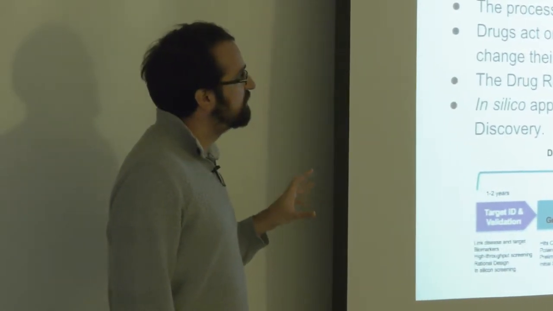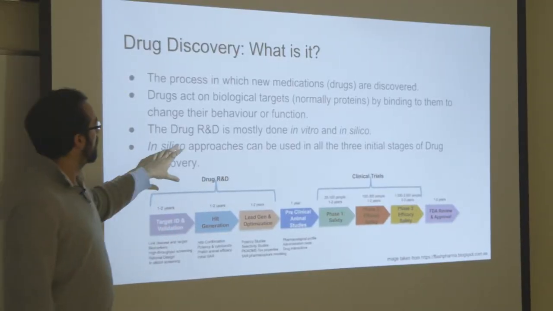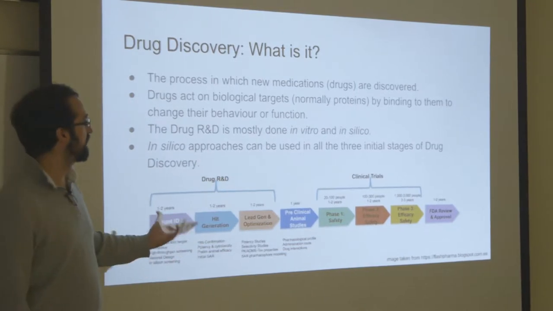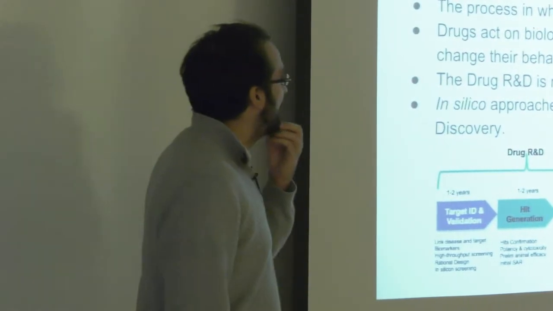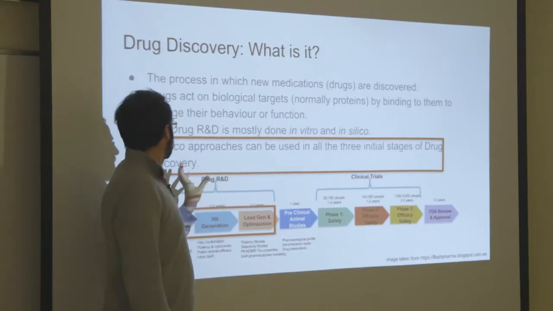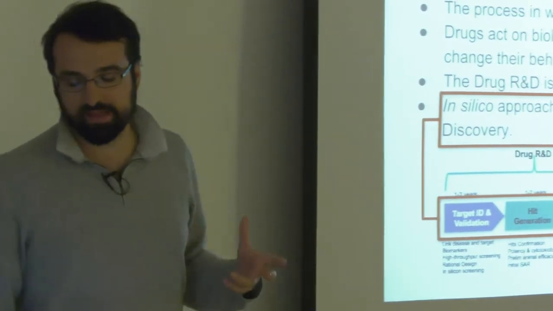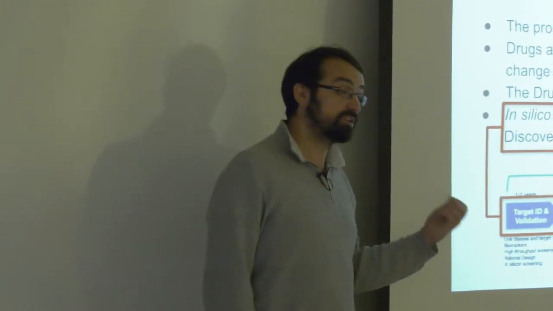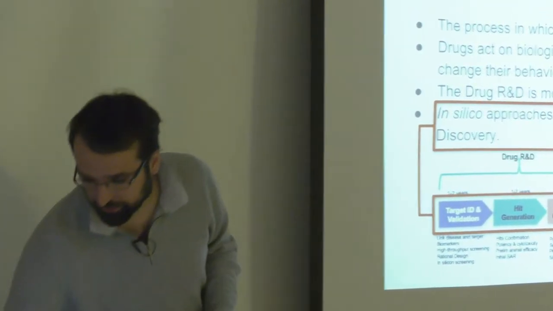What we'll be focusing on today about drug discovery is this initial part. Drug research and development is mostly done in vitro and in silico. I focus here on the in silico part because we are in a course that's basically computational. The in silico approaches can be used in all of these three initial stages of drug discovery that we show over here. And there are many, many tools and approaches available, computational approaches, to help guide this process of drug discovery.